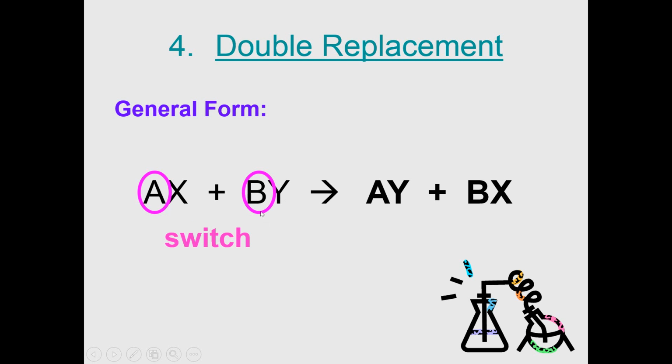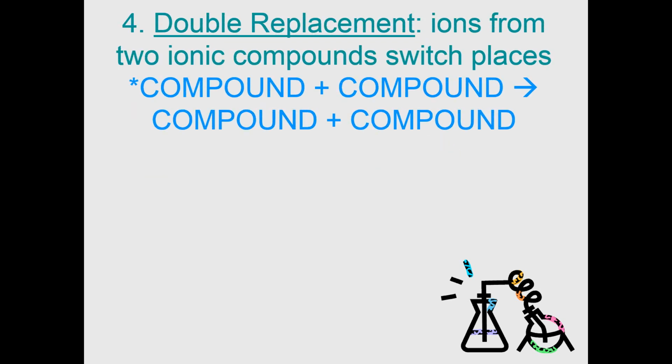A and B are representing the cations or the positively charged ions in an ionic compound. X and Y are representing the anions. Here is that general format you want to watch out for. Compound plus compound yields a compound plus compound.